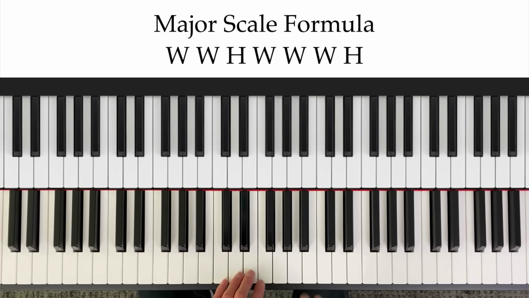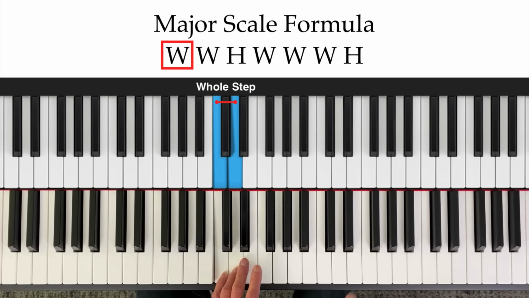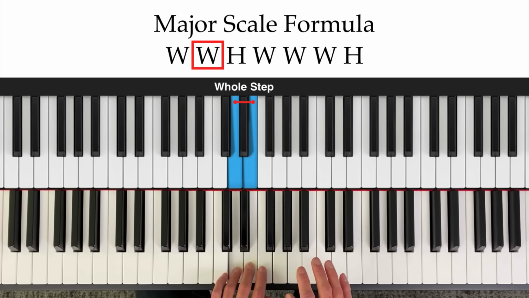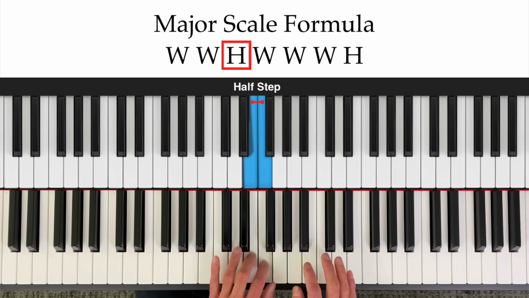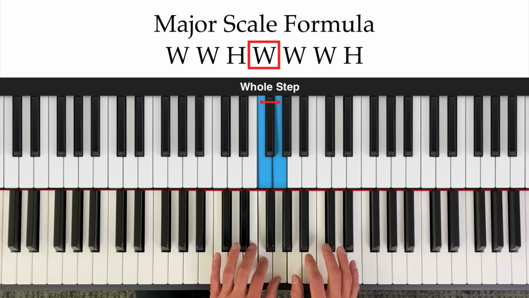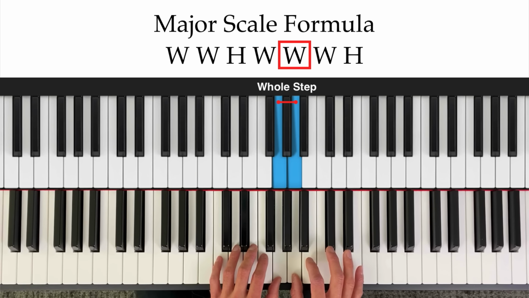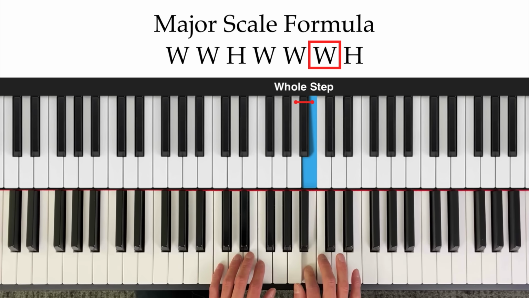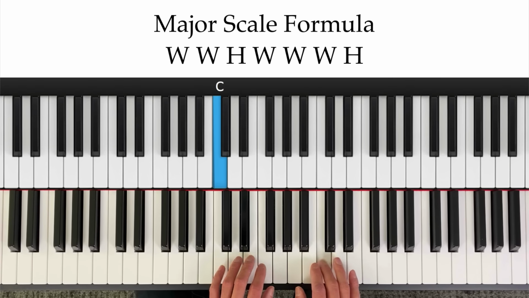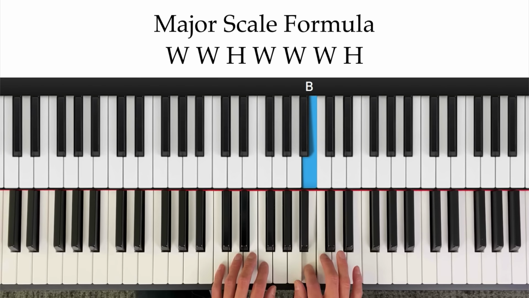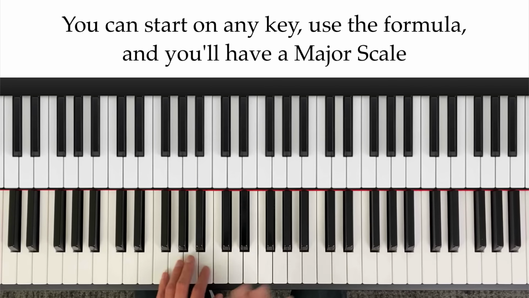You can start on any note and use this formula to create a major scale. So starting here on C, we have a whole step, and then another whole step, and then here it changes to a half step, so we just go to the next key, and then after that we have a whole step, then another whole step, then another whole step, and then finally we have a half step, so from just 1 key to the next key. I can start on any key on the keyboard, use that formula, and I'll have a major scale.